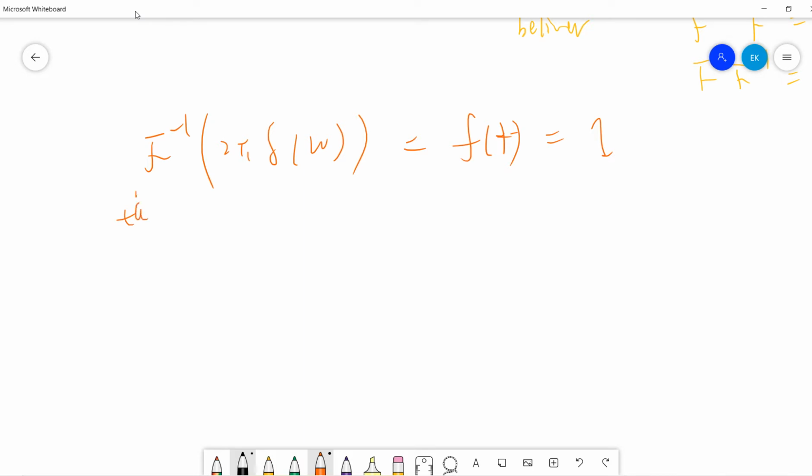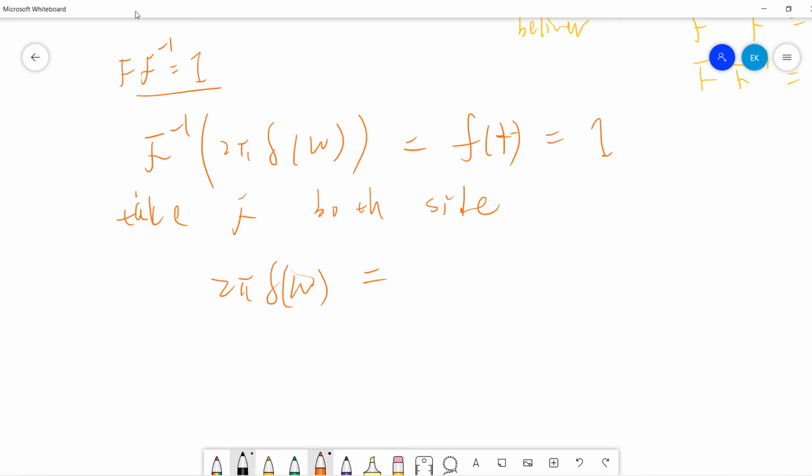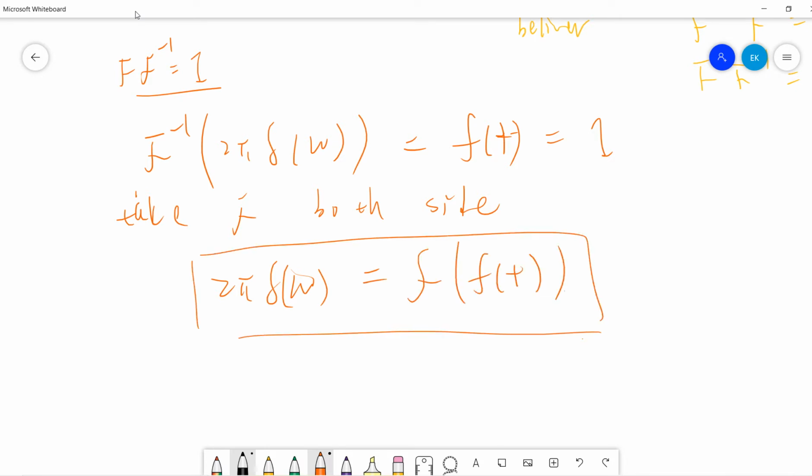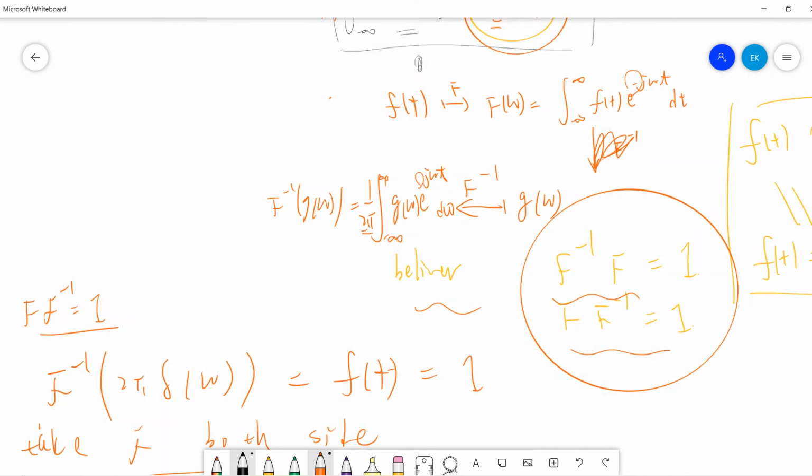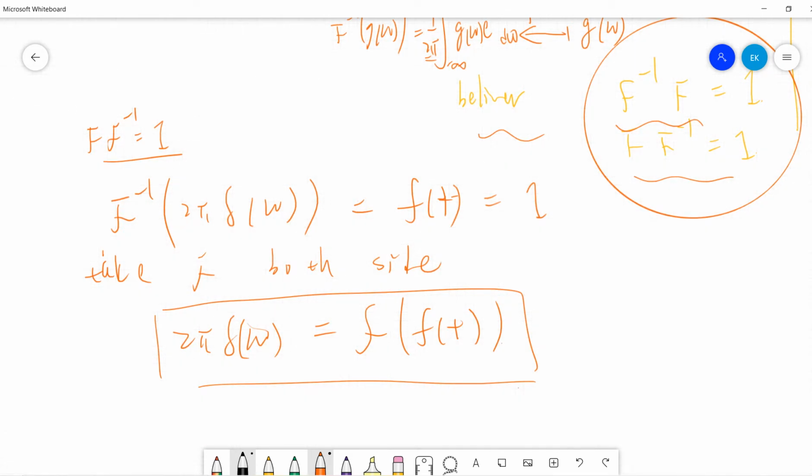Then take the Fourier transform on both sides, so we get 2 pi delta omega. Remember that the Fourier transform and inverse are identity, so it will become f of t. So if you believe that the Fourier transform and the inverse Fourier transform are indeed inverses of each other, then you can prove this.